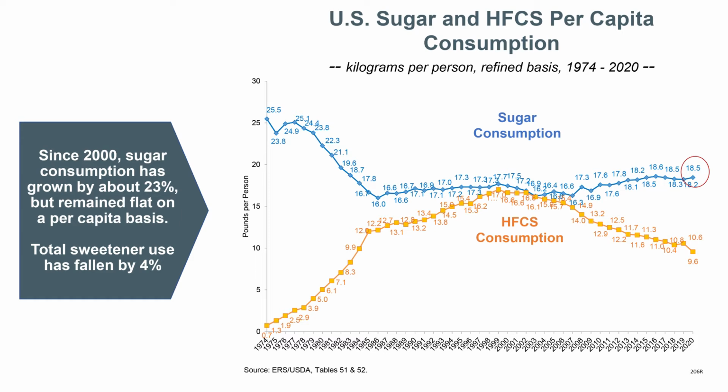In the U.S., since 2000, sugar consumption has been growing at about 23% over that time period, but flat on a per capita basis. So Americans are generally consuming roughly the same amount per capita that they have been over the last 5 to 10 years. But still, as the population grows, we still see continued growth in overall sugar consumption in the U.S. At the same time, total sweetener use has fallen, and that's mostly because Americans are eating much less high fructose corn syrup.